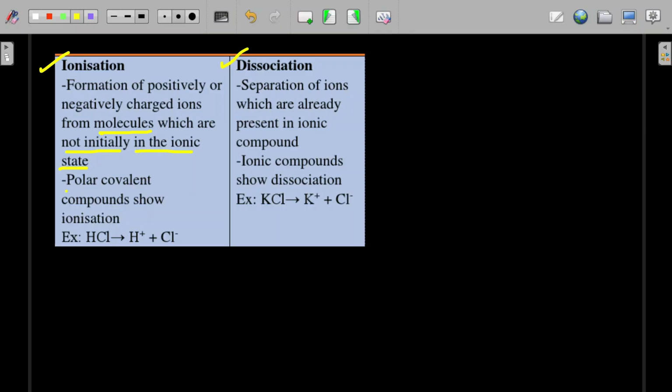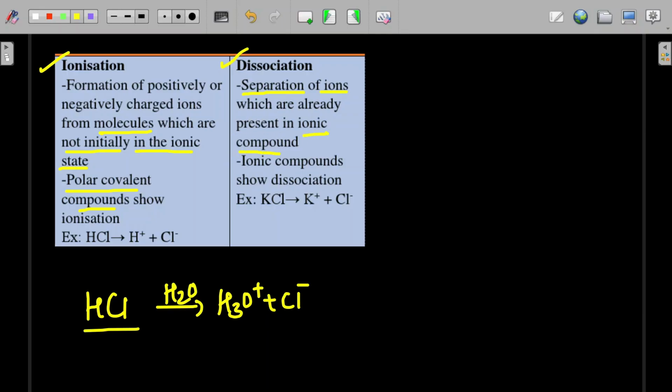Which are those? Those are polar covalent compounds. So when you take HCl, HCl is a polar covalent compound and does not have any ions. But the moment we dissolve it in water, it will split into ions. This process we call ionization. Whereas dissociation is simply the separation of ions which are already present in the ionic compound.